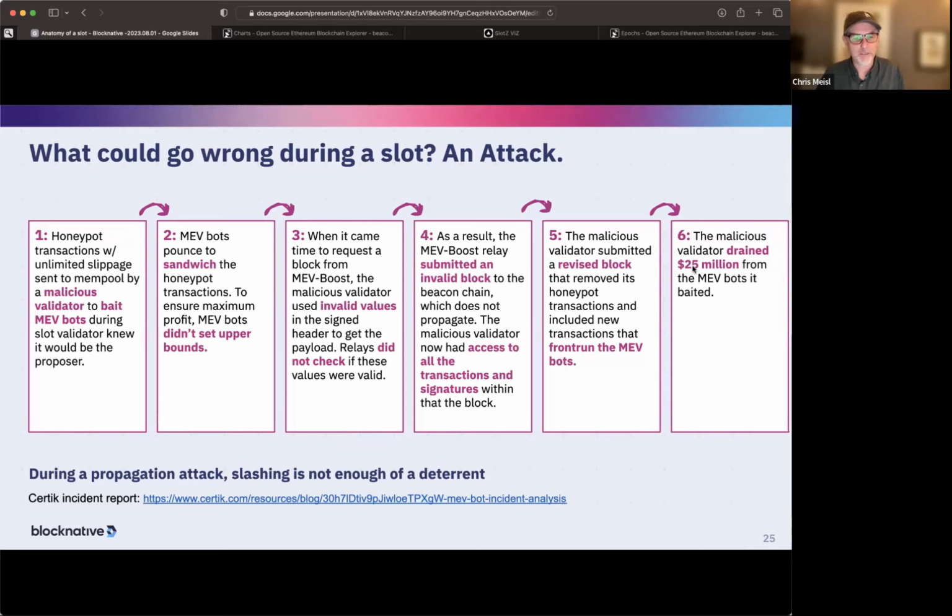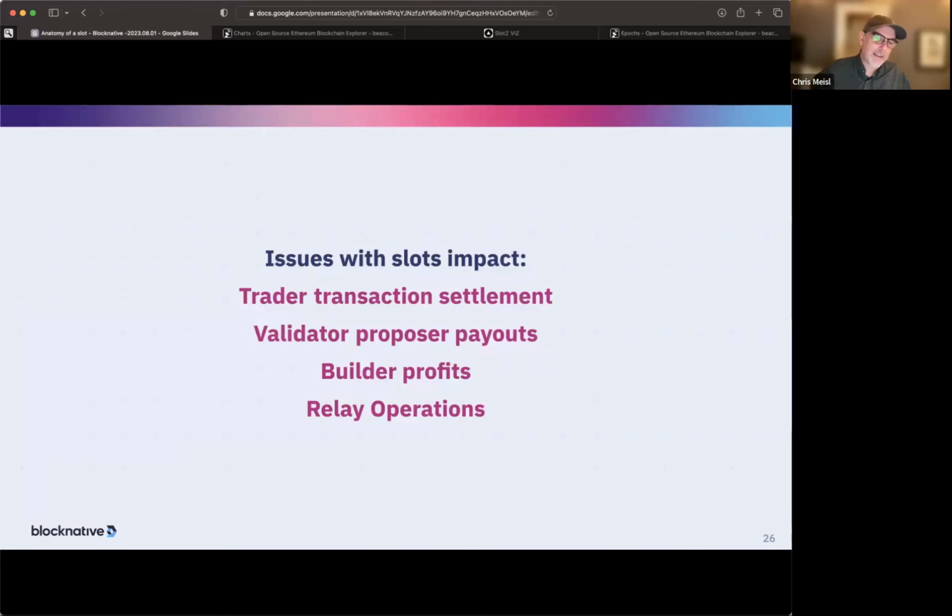They did that within about 12 hours, I think, as well as a whole number of other fixes to try to improve these kinds of timing attacks. But that is a scenario that can happen. So what happens then when you have these sort of issues with slots?